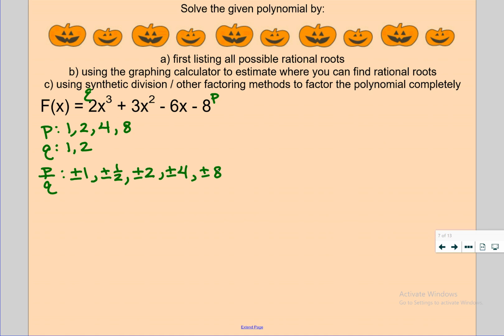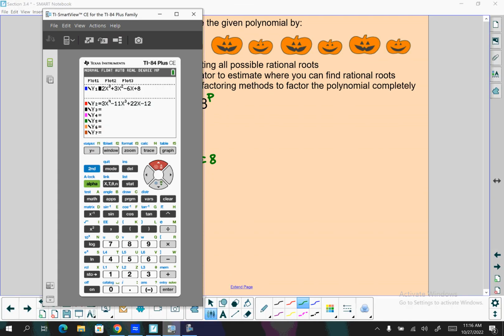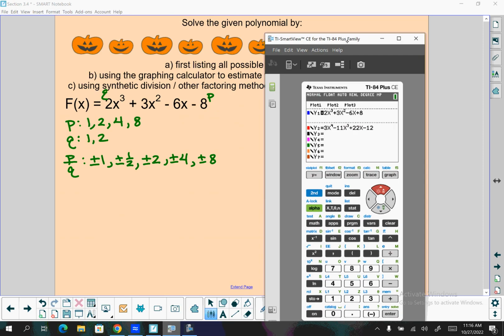So again, back in the day, people would just take this list of 10 things and start dividing until something worked. We're going to narrow it down better with our graphing calculator. So what I want you to do is go to y equals, and just type in this equation in y1: 2x cubed plus 3x squared minus 6x minus 8. And we're going to get a graph of it. You can just graph it in your standard window.